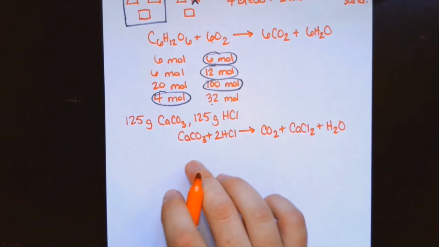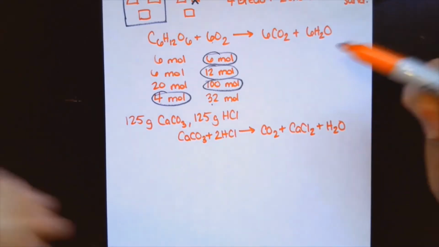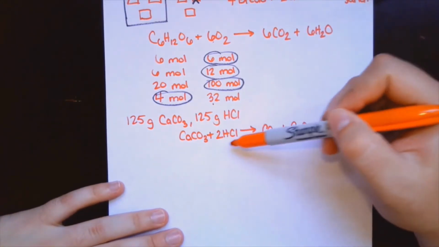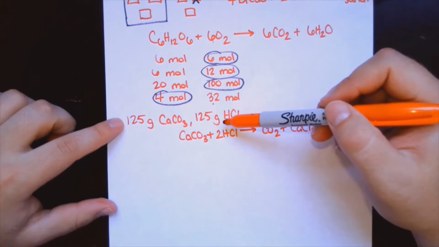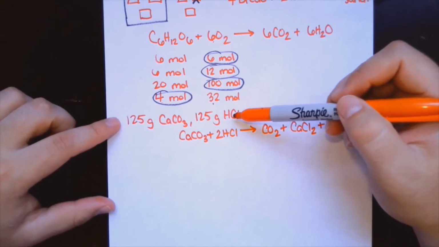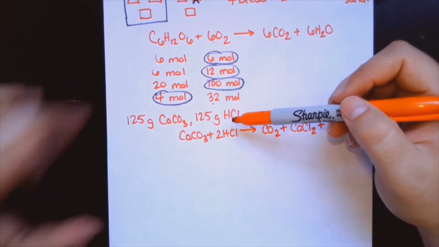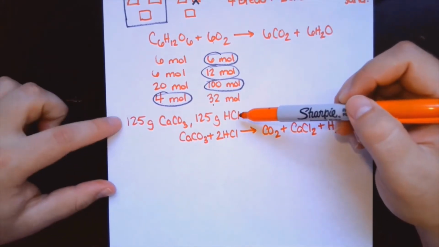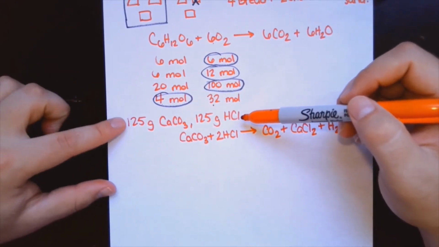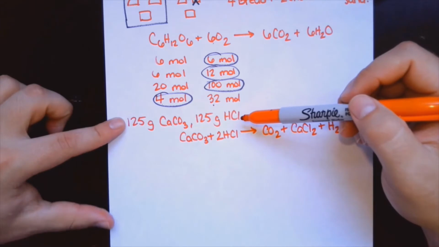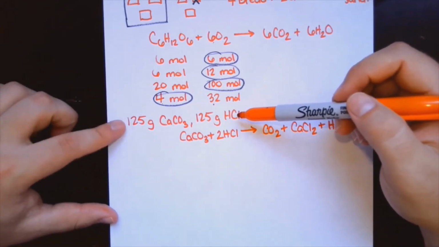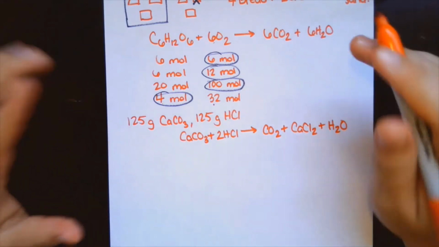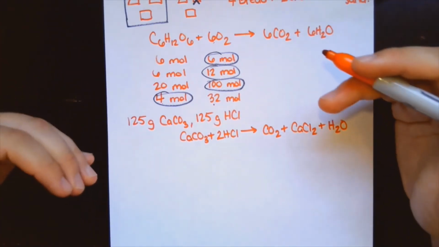So, can you just look at that and say, well, HCl reacts twice as fast, and we have the same amount, so HCl is going to get used up first? The answer is no, because be careful when you're looking at this. You don't really have the same amount, you have the same mass, right? But that doesn't mean necessarily that you have the same amount of moles. So we have to get this into moles before we can compare.